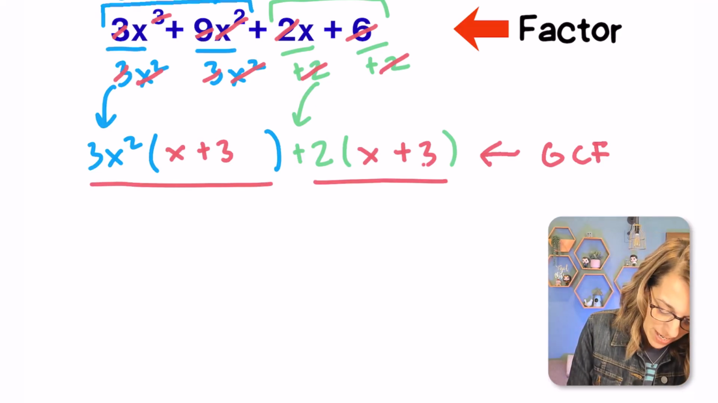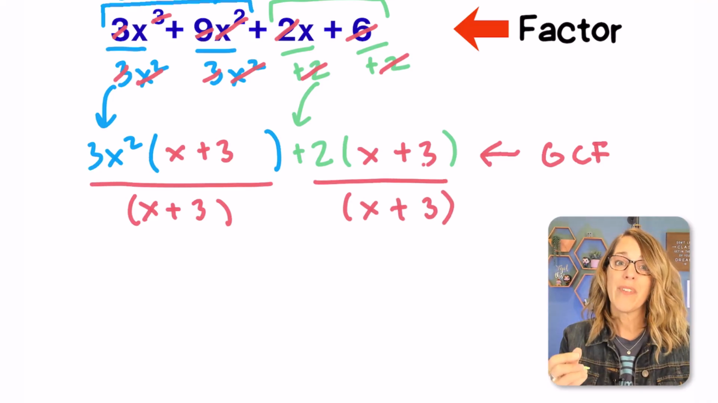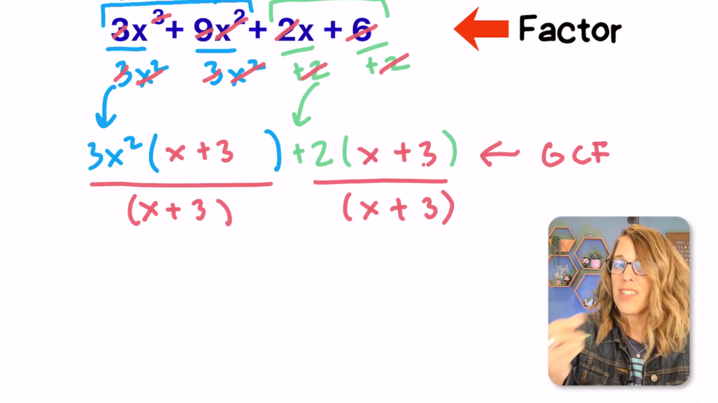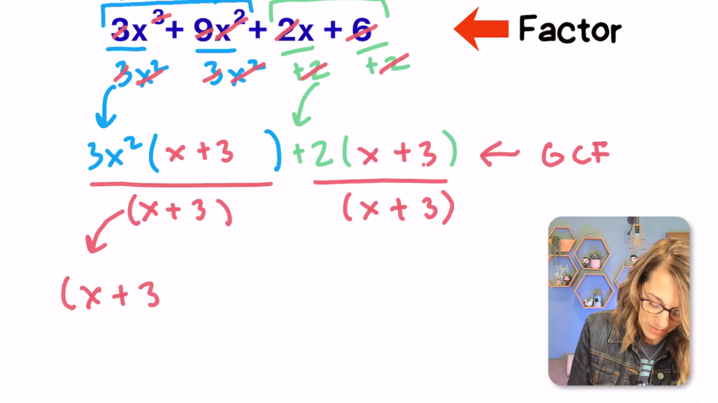Okay, so dividing it by my new GCF, which is an x plus 3 in parentheses, whenever I divide out to factor, I'm actually just sliding that out in front. So I'm going to put an arrow here, and I'm going to slide that GCF out in front.